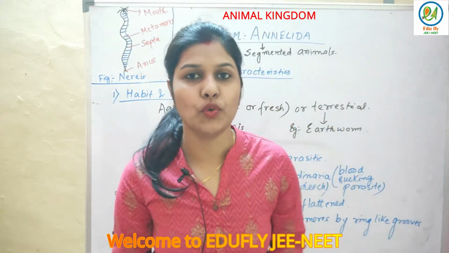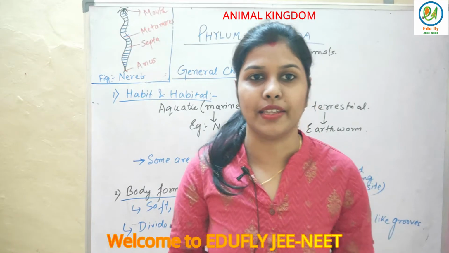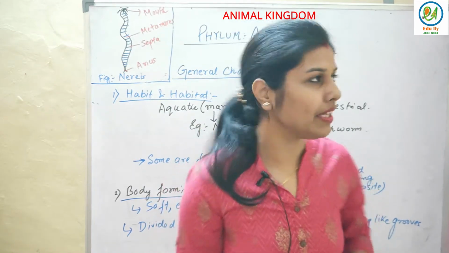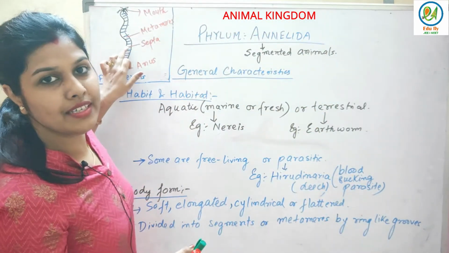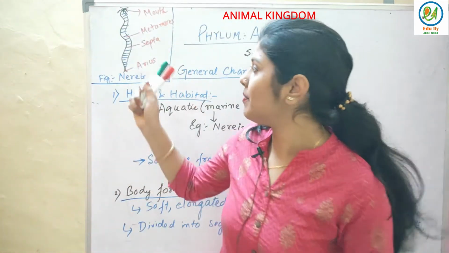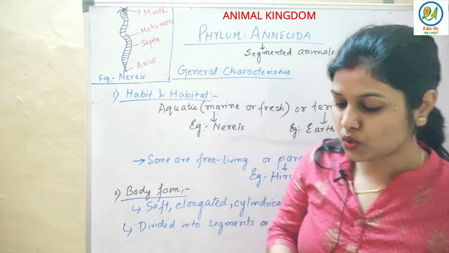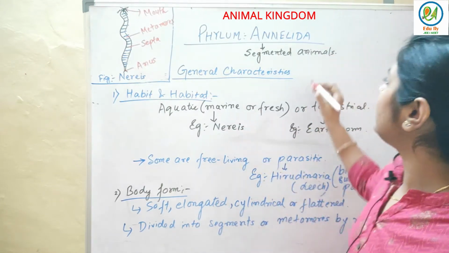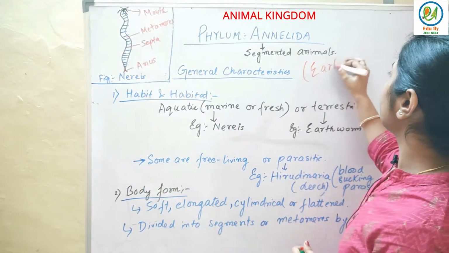So first you have to know which animals come under Annelida. They are segmented. Look, we have shown in the diagram that the body is segmented into different parts. So I have shown a very common example of Nereis. Also a very common name included in Annelida is earthworm.